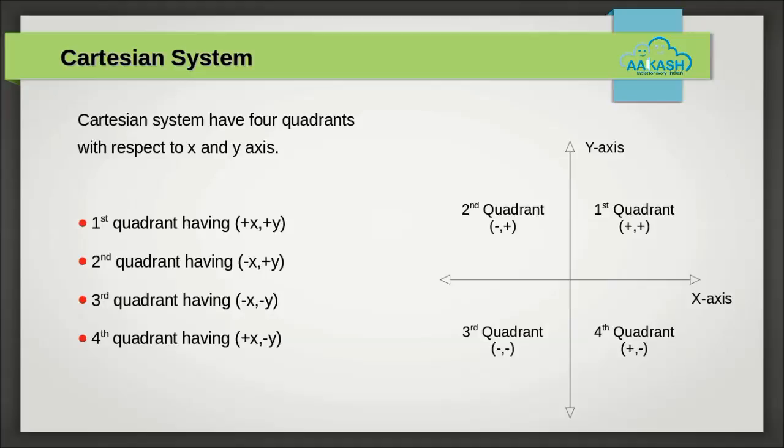On x-axis, the points on the right are positive and those on the left are negative. On y-axis, the points at the top are positive and those at the bottom are negative.